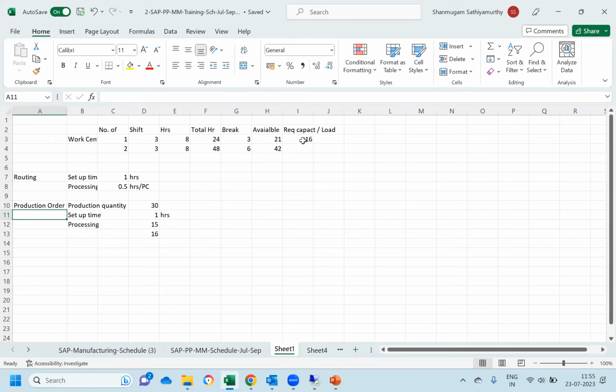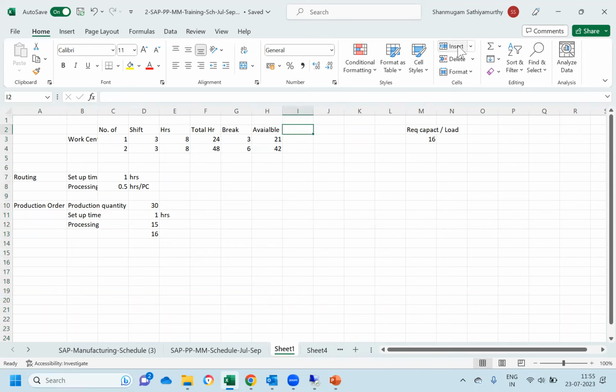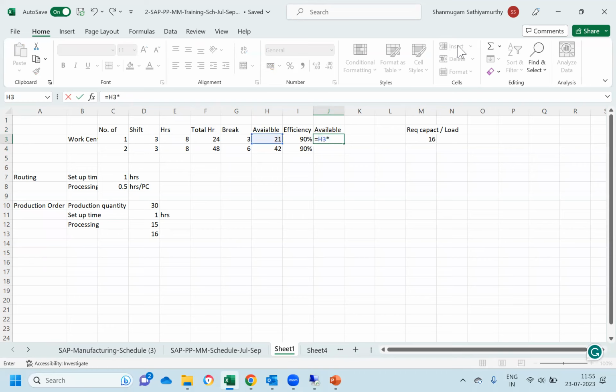Yes. Now, apart from this, there are two other factors here. Normally, we know the efficiency of this machine, right? It is a theoretical calculation that we did here. Theoretically, we are telling 21 hours available, but normally this is 90% efficiency. So what is my actual available hours? 90% of 21.